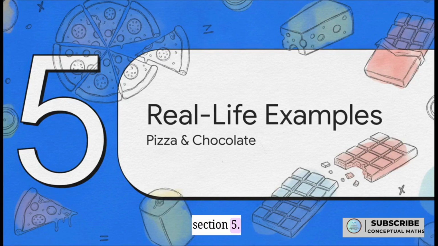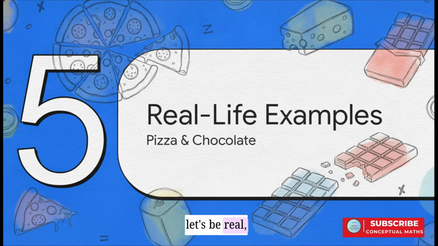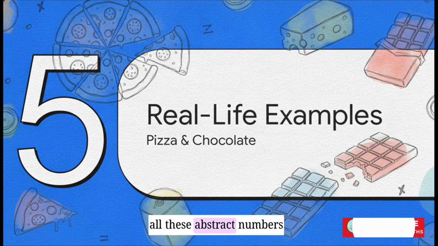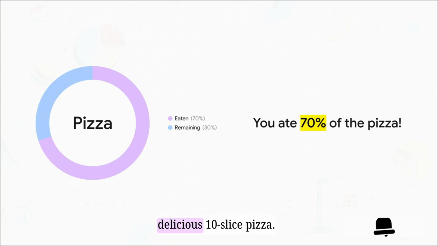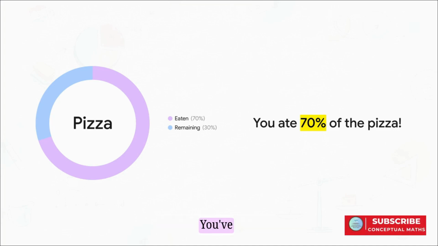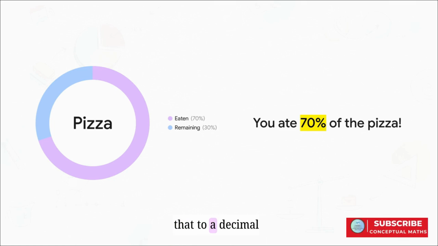Okay, Section 5, real-life examples, pizza and chocolate. Because, let's be real, we need to ground all these abstract numbers in the real world. Imagine you order a massive, delicious 10-slice pizza. You've got some friends over, and together you absolutely devour 7 slices. As a fraction, you've eaten 7 over 10 of that pizza. Convert that to a decimal using our rule, and you get 0.7.